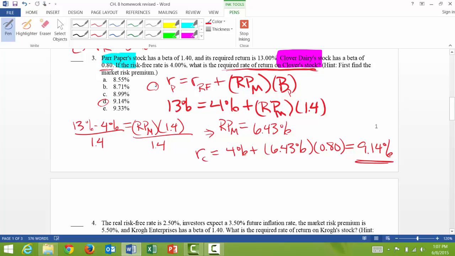So first, you write the equation. Second, we had to solve for the market risk premium. And then third, we did algebra. Fourth, we got the market risk premium. And then fifth, we solved for what the required return was for Clover stock.